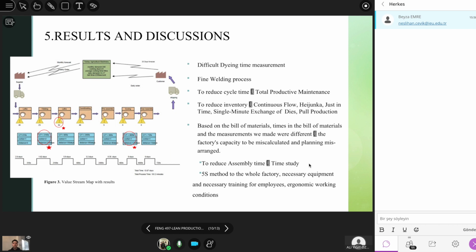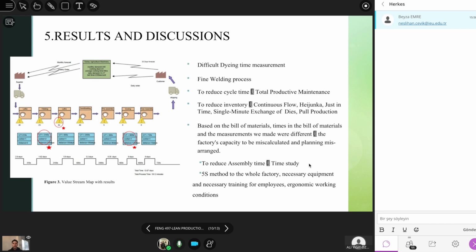The welding is a 2-stage process and the stations are very close to each other. Maybe another welding station can be added and the work can be divided. Thus, cycle time can be reduced. In addition, total productive maintenance and job enlargement can help to reduce the cycle time. To reduce inventory, continuous flow, Heijunka, just-in-time, single-minute exchange of dies, and pull function can help.